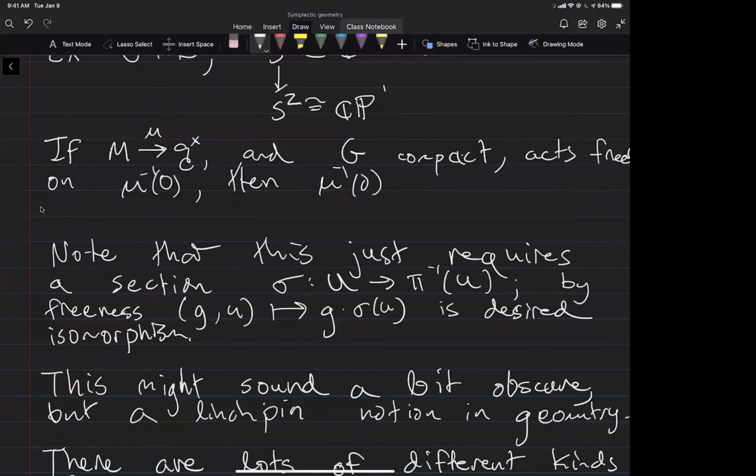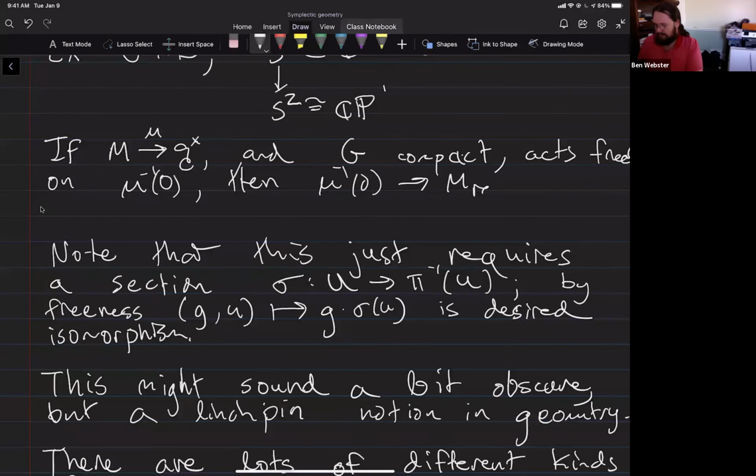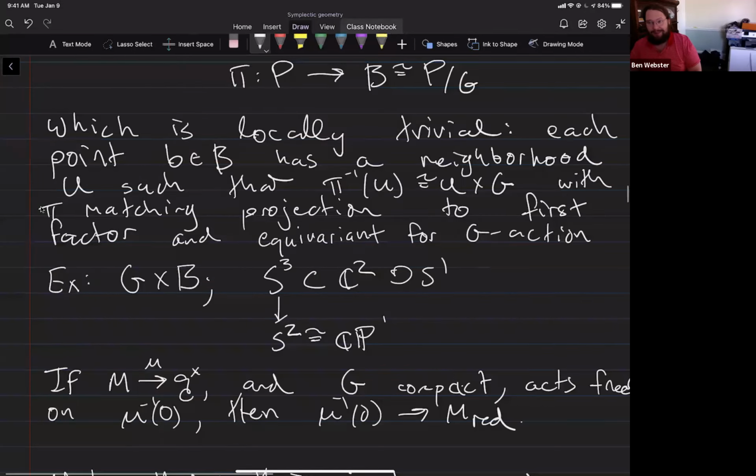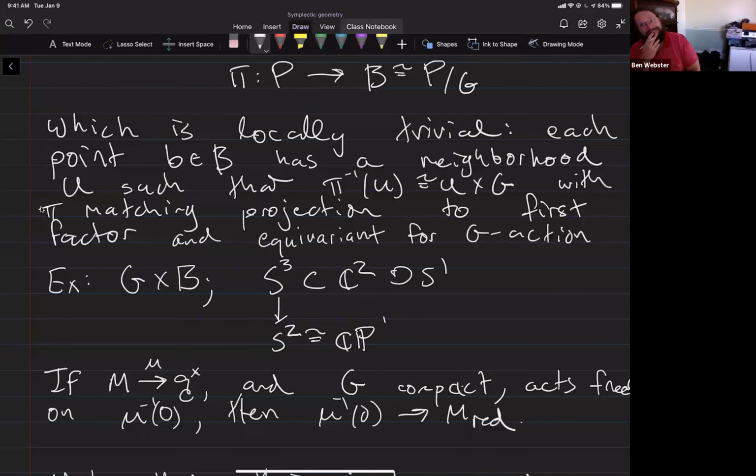I have a question. Is it easy to give an example of something that would fail the local triviality condition? Oh, like something which... yeah, I would need to think about that one. Okay, that's fine.